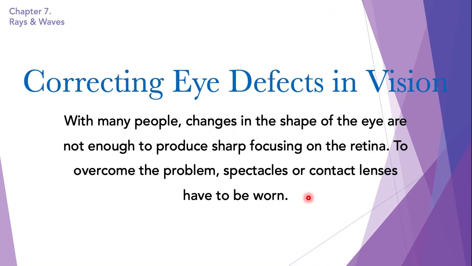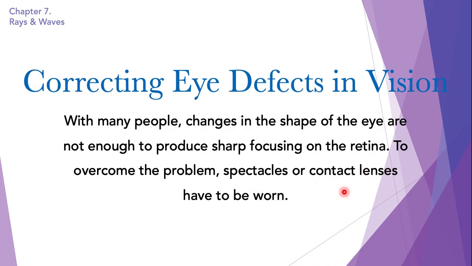By eye defects we mean short-sighted people and long-sighted people. We're going to look at these. With many people, changes in the shape of the eye are not enough to produce sharp focusing on the retina, so the image appears to be blurred. To overcome this problem, spectacles or contact lenses have to be worn.